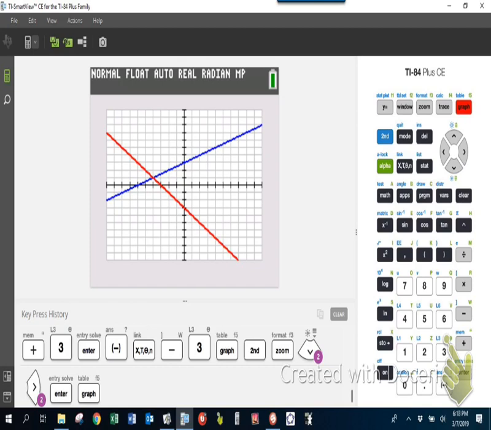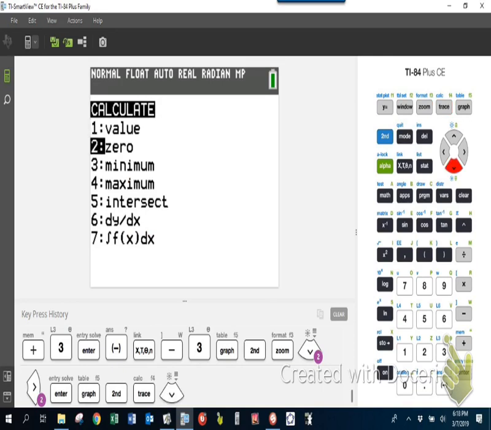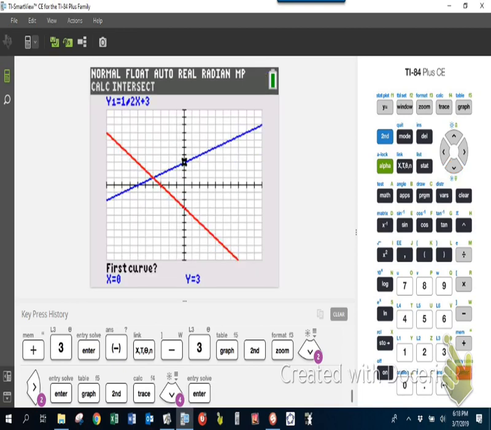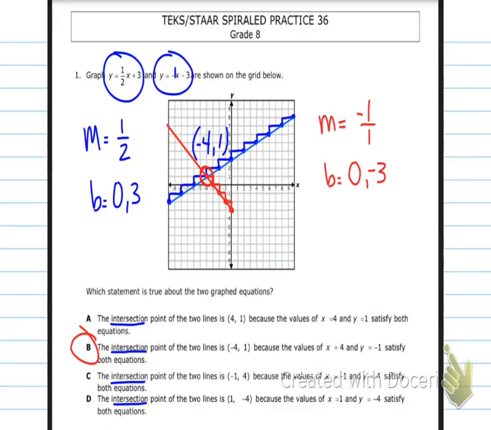But we can do one step better than that. Let's press second trace and go to calculate. We want to calculate things on the graph, and notice number 5. As long as you understand that you're looking for the intersection, the word intersect should stand out. Once you've selected intersect, you press enter 1, 2, 3 times. And it'll say for me the intersection is at (-4, 1). So this is how you do it on the calculator. I think it's pretty easy, but it's something you want to review.